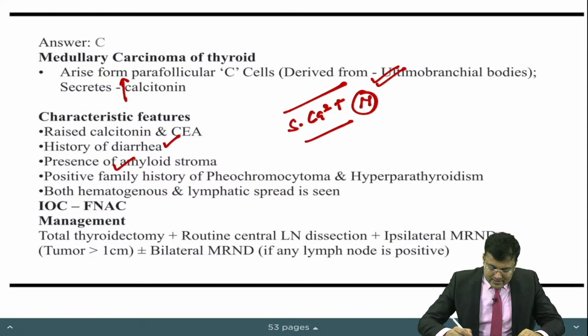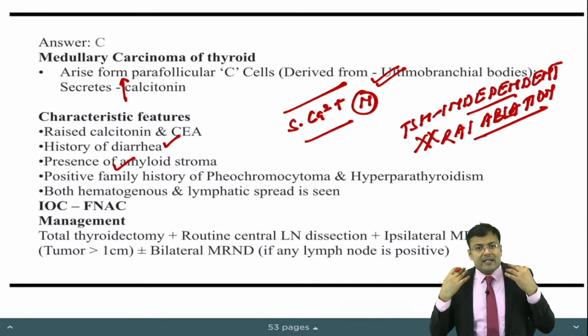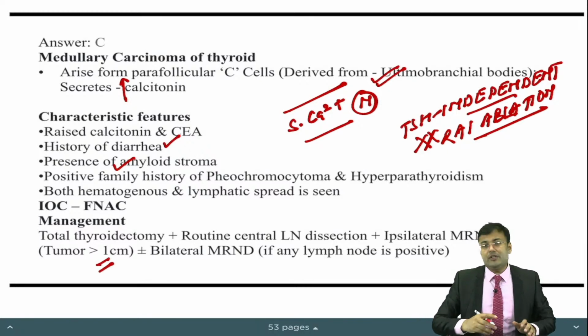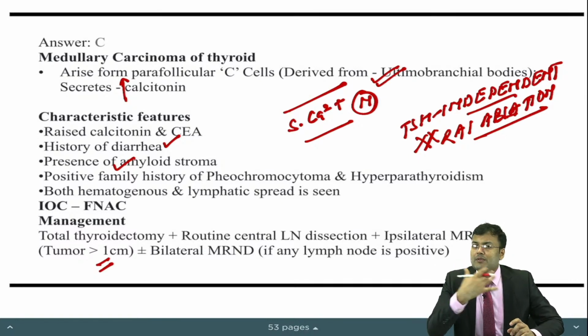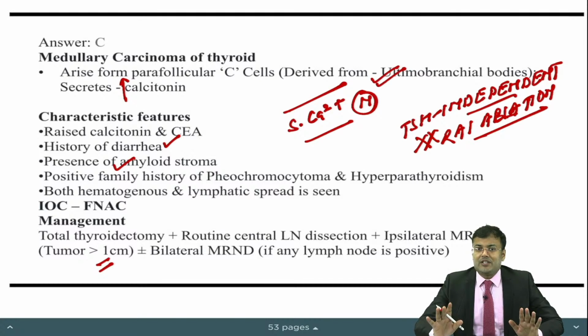Since it is TSH independent tumor, this is TSH independent tumor, and that's why radioactive iodine ablation cannot be used. That's why we go for extensive surgery. What kind of surgery? We perform total thyroidectomy plus routine central lymph node dissection plus ipsilateral MRND if the size of tumor is more than 1 centimeter, and any lymph node is positive, we go for bilateral MRND. You tell me what is the full form of MRND? Modified radical neck dissection. Simple.